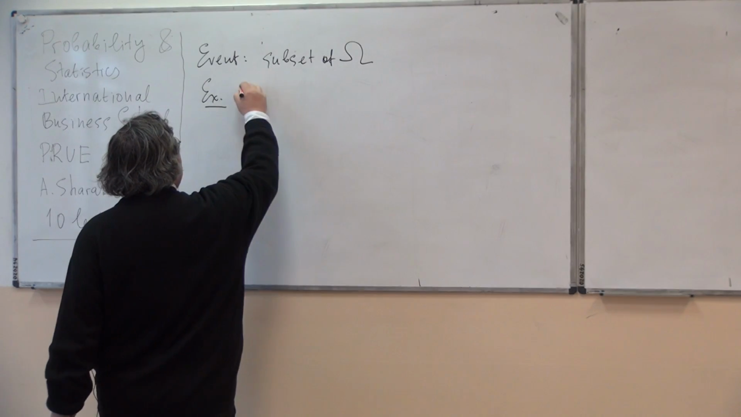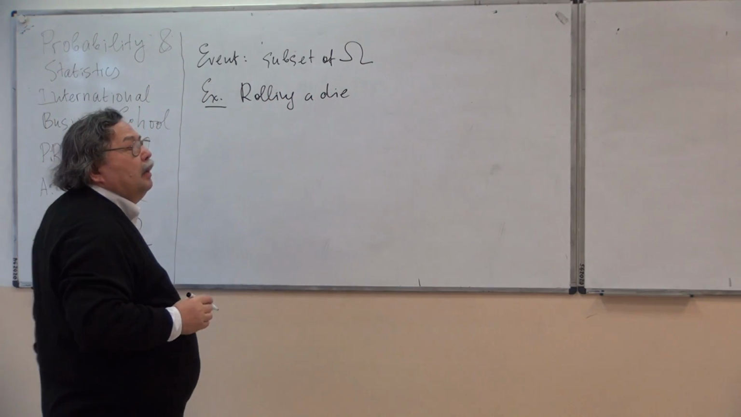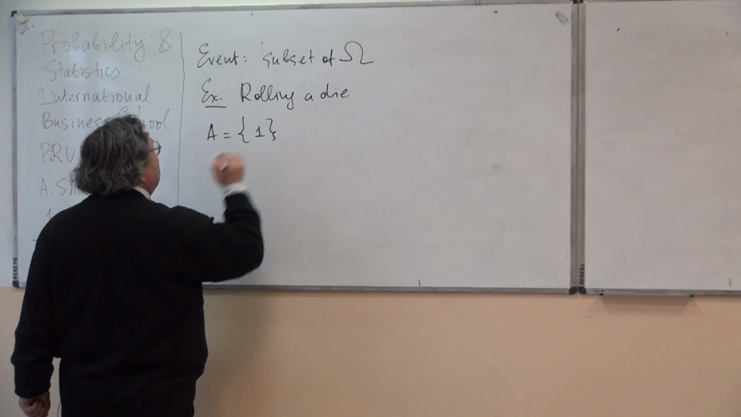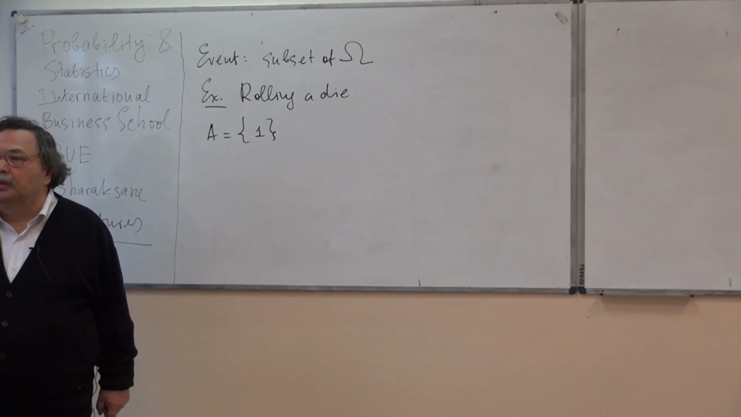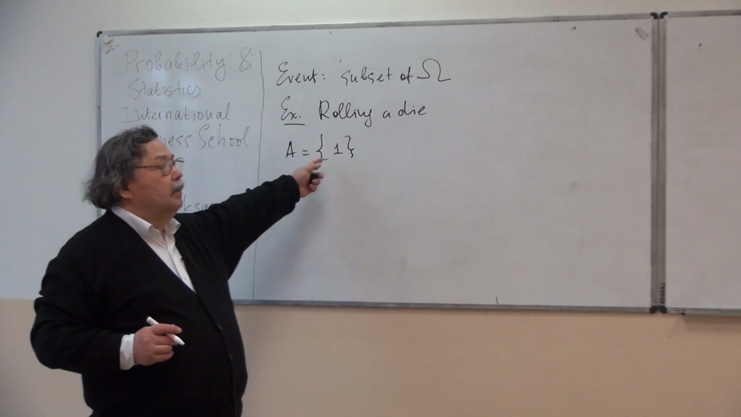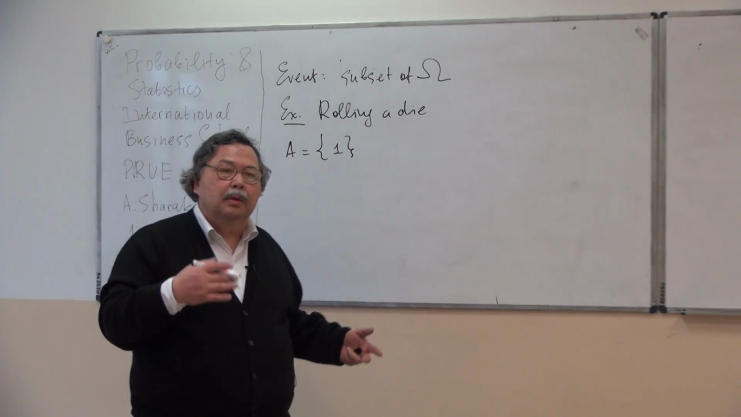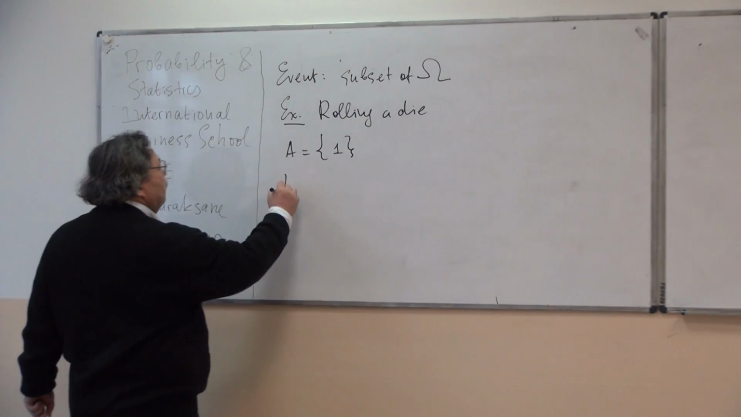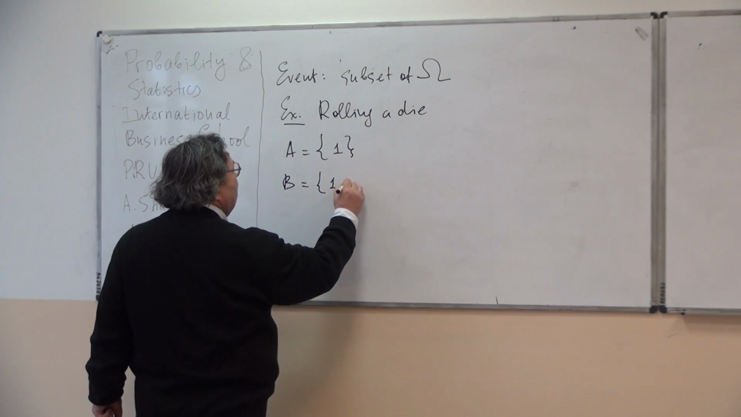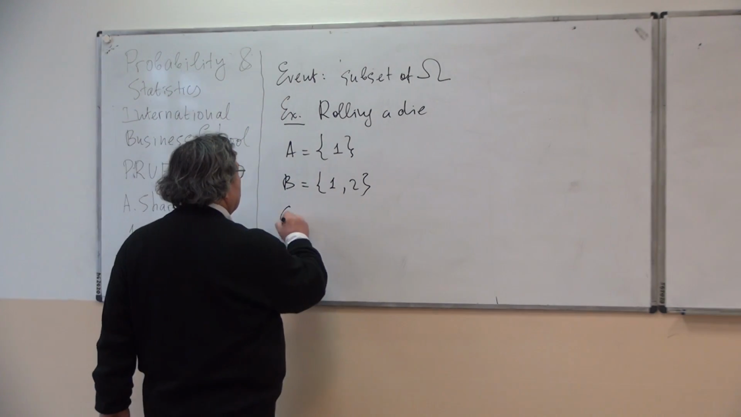For example, we are rolling a die. Well, let's define event A as getting 1. Okay, is it an event? Yes, of course. This event contains just one outcome, one element, and it's 1. So any outcome is also an event. B: well, 1 and 2. Okay, like this. 2 elements.